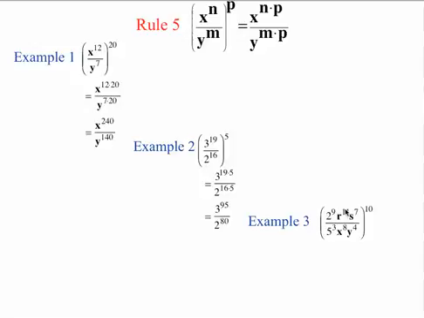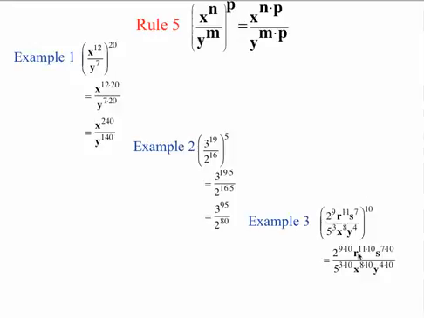Example 3, if you have 2 to the 9 times r to the 11 times s to the 7 divided by 5 to the 3, x to the 8, y to the 4. Notice these are all different bases. If they were the same bases, you would simplify first. So the 10 is going to come in and multiply all the exponents. Notice the 10 is not multiplying the 2. It's multiplying the 9, the 11, the 7.